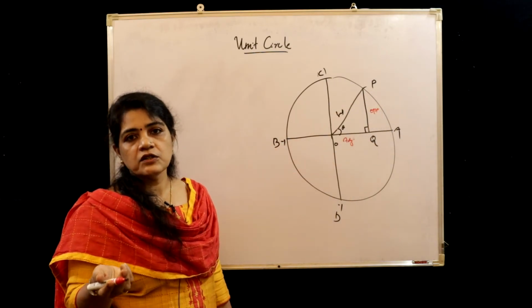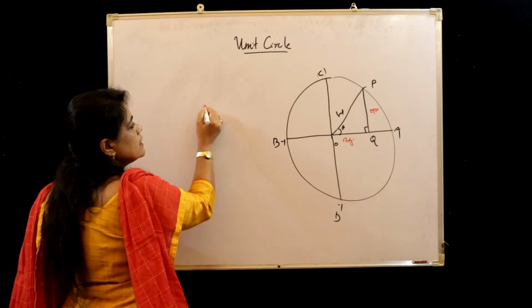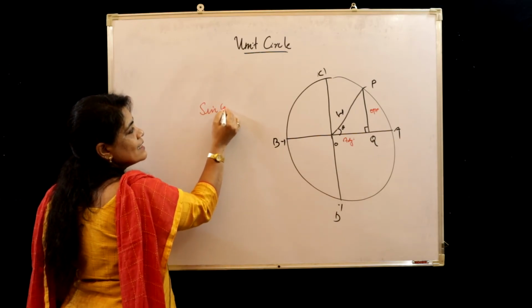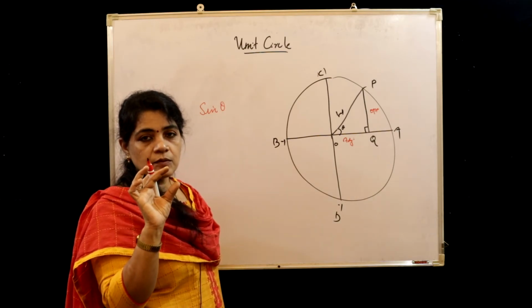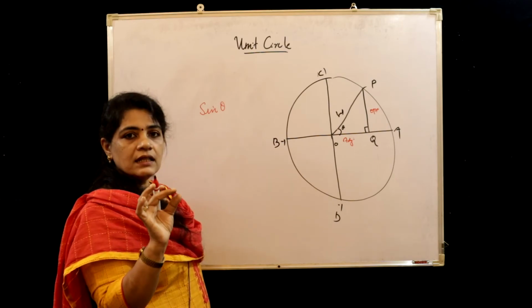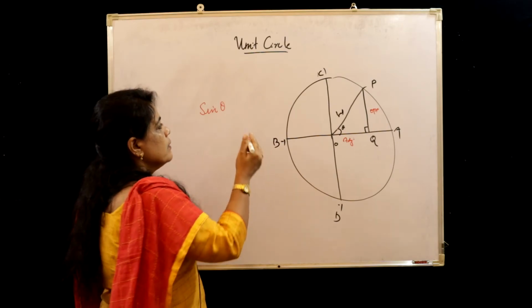What is the first ratio, children? Sine. What is sine theta? Here the acute angle is theta. So we can write sine of angle theta. The theta must be acute. Sine theta is opposite side by hypotenuse.